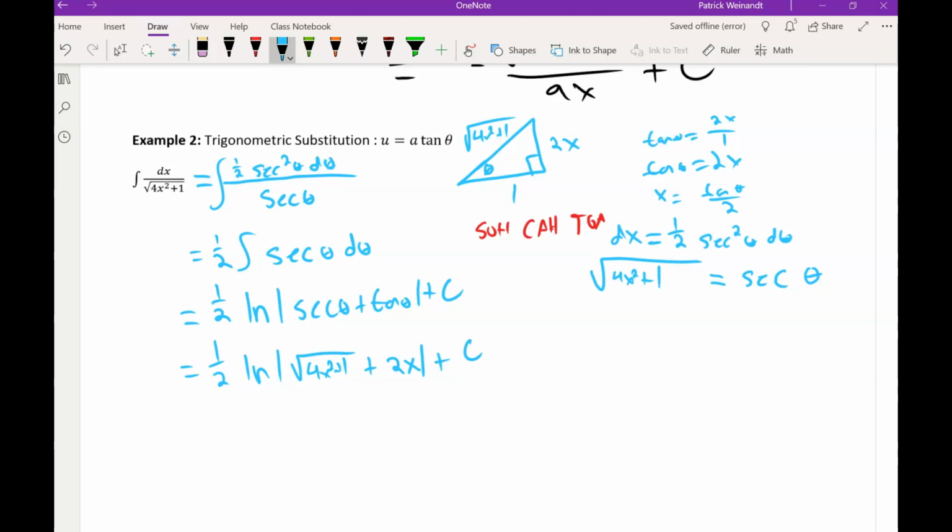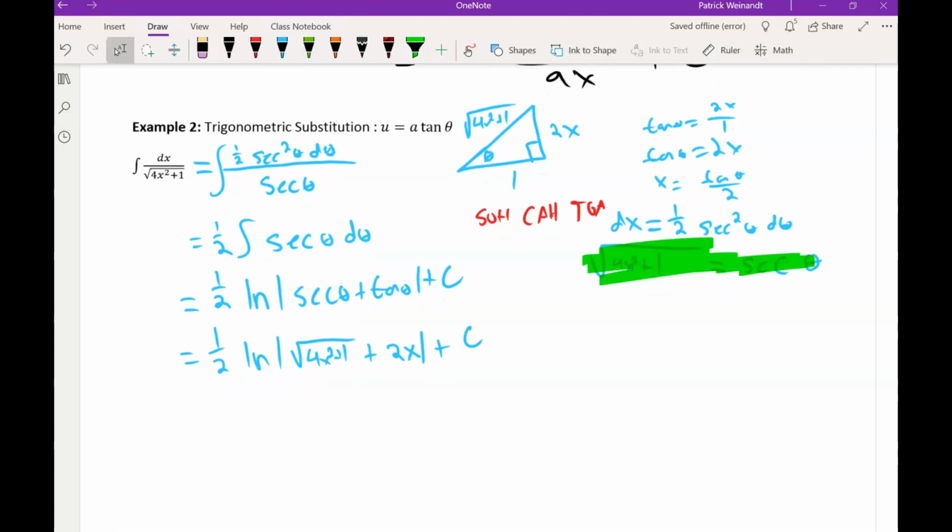Now, however, what would have happened if I just... Remember, you can still do these if you don't know that this value right here is going to be this value, because from above we would find that x should be tangent theta over 2. You plug that in, you get the square root of 4 times tangent theta over 2 squared plus 1. Simplify that. That's the same as, you square both of those.